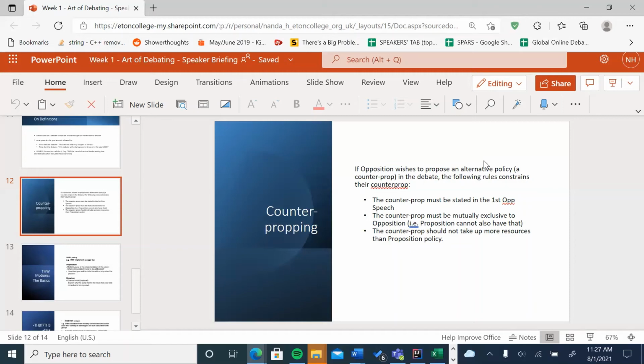And finally, the counter proposal shouldn't take up more resources than the proposition policy. So if proposition says we're going to pass a sugar tax to make people eat more healthy, then opposition can't say, actually, no, we don't want a sugar tax, we're just going to cure cancer. Because obviously curing cancer requires far more resources and time than passing a sugar tax. And it's only fair that you implement a policy that takes up as much or less resources than what the proposition is asking.